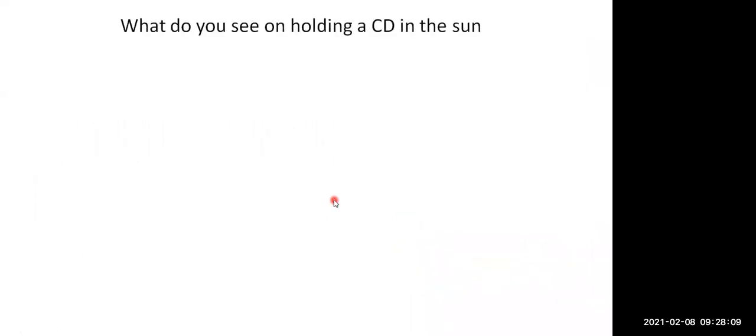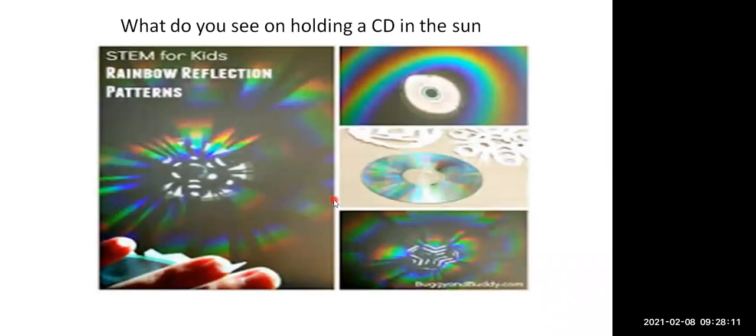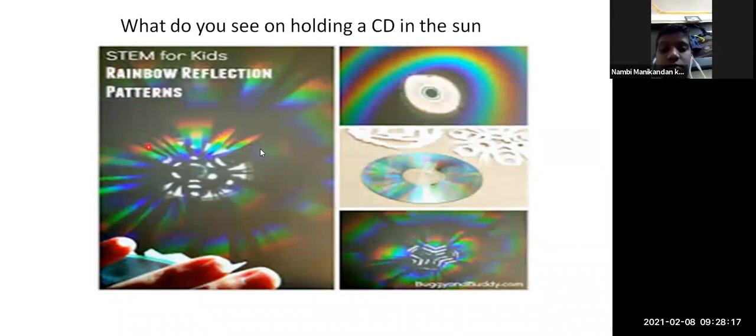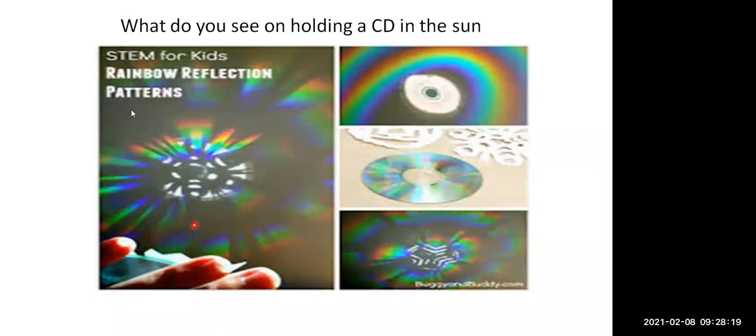Next is, due to the scattering of light discovered by Sir C.V. Raman, we can see the rainbow-like pattern formed on the CD. When you take the CD in the sunlight, you can see the rainbow-like pattern. This is due to the scattering of the light taking place.